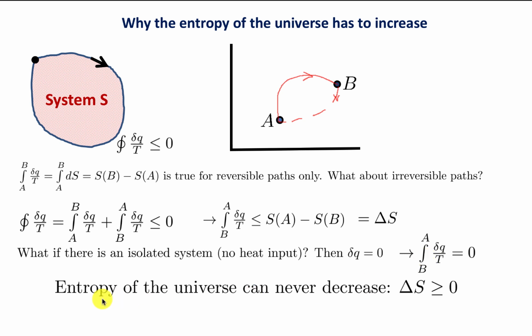This is telling us that when we have an isolated system, which means there is no outside and hence we can call it a universe, the entropy of that isolated system cannot decrease. It can be equal to 0, maybe, but it can never be negative. That's an extremely important result.